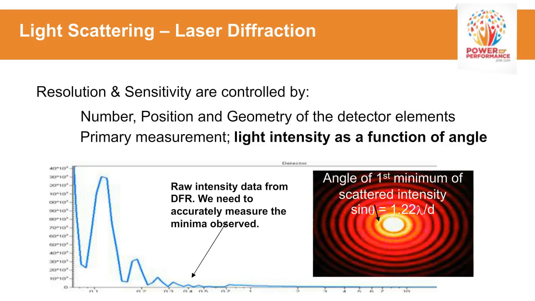We can make these measurements because of the high number of detectors and the fact that we read these detectors simultaneously for the same particles. So we can make a very accurate measurement here, because, as I said earlier, you measure two things: light intensity as a function of angle. The better you position these things and measure these things, the more accurate and precise your data is going to be.